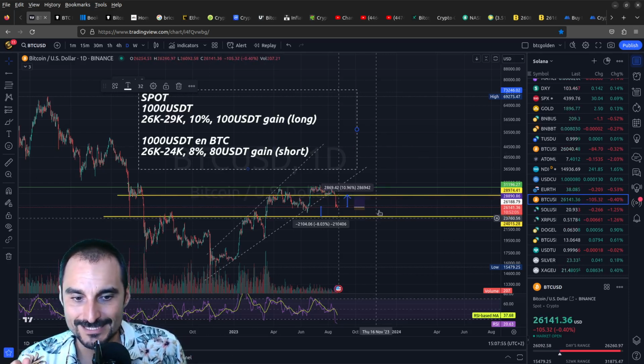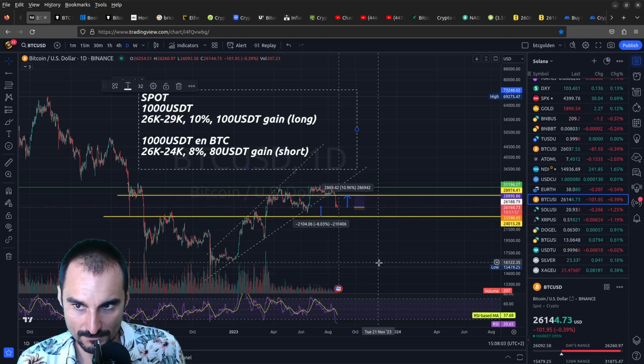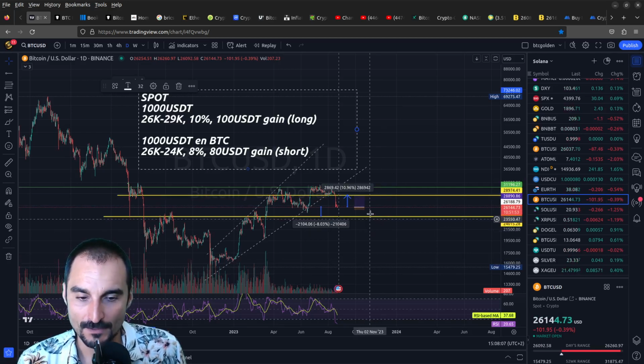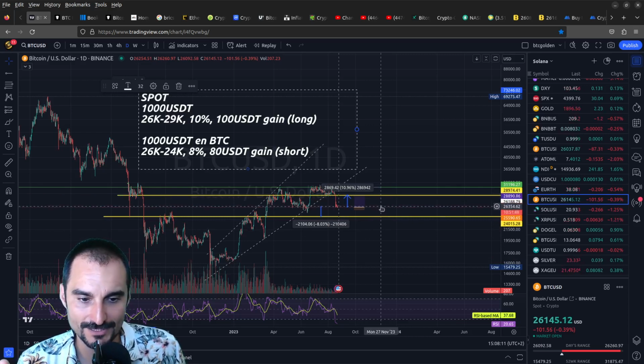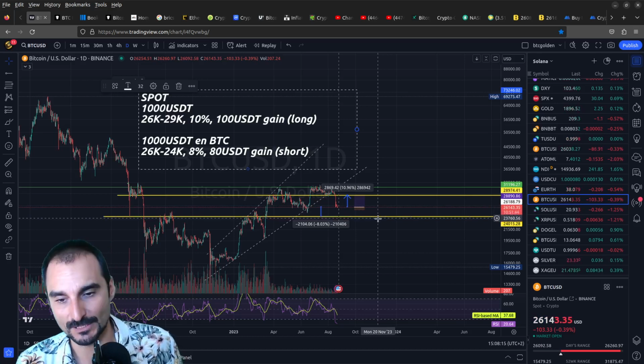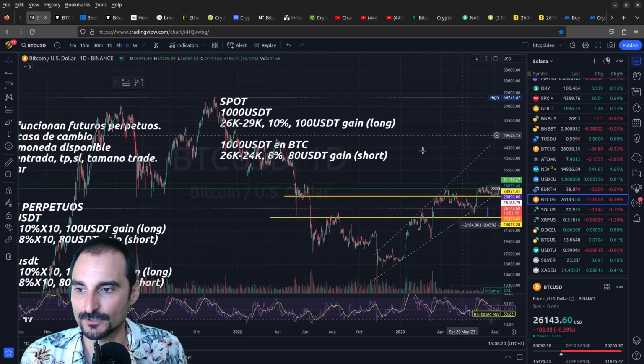Therefore, one situation would be we enter with dollars and exit with dollars, and the other situation would be we enter with Bitcoin and exit with Bitcoin. This is how it would be done in spot, bullish and bearish. On the one hand, in the rise in this example, we would earn 10% in dollars, and here we would earn 8% in Bitcoin. Alright, let's see how it can be done with futures.